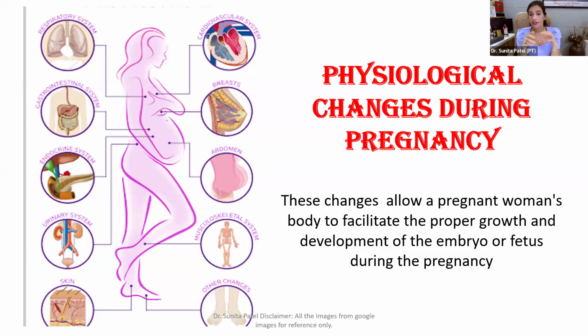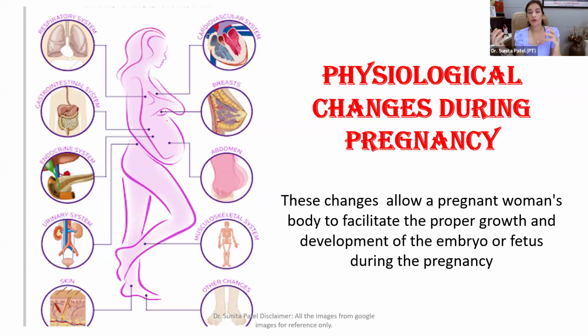Now, out of these systems, the first systemic change which is taking place is an endocrinal system change. Why? Because the glands are taking responsibility to secrete different hormones, which are responsible for the pregnancy, sustaining the pregnancy, sustaining the baby's growth. So the first change will be in the endocrinal system.